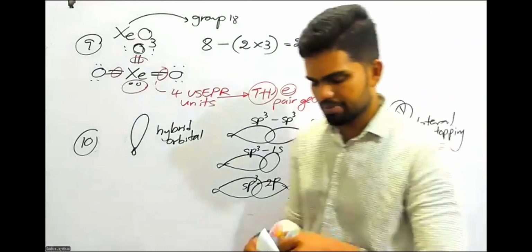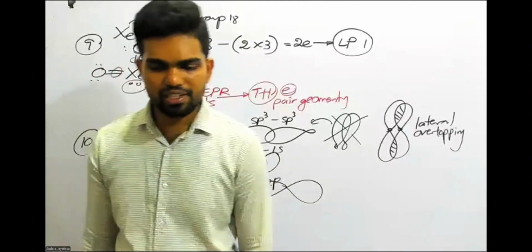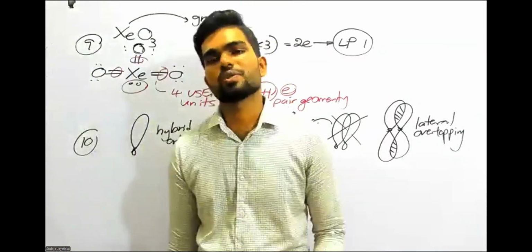Look at the second statement. Linear and lateral overlappings of orbitals result in sigma and pi bonds respectively. That's true. Linear overlappings give rise to sigma and lateral overlappings give rise to pi. That's correct. But anyway, the first one was wrong. So answer is answer 4.